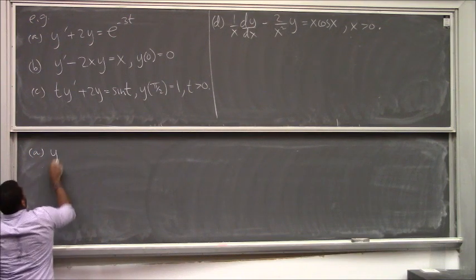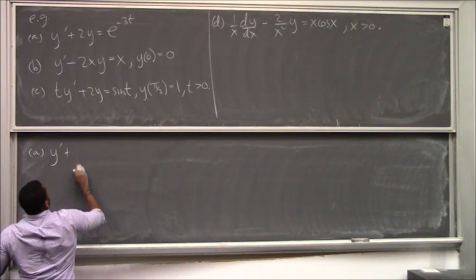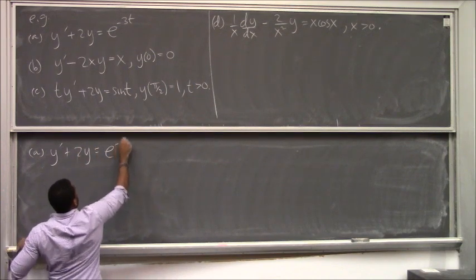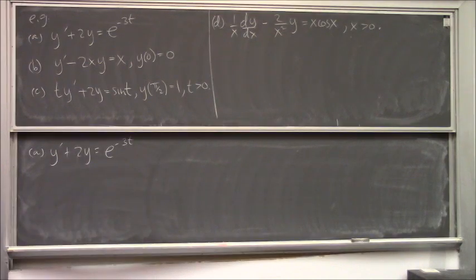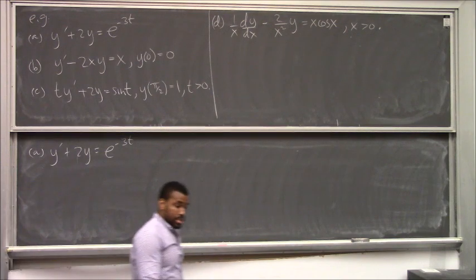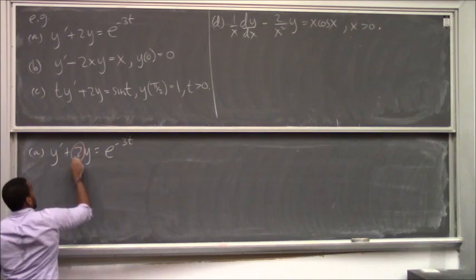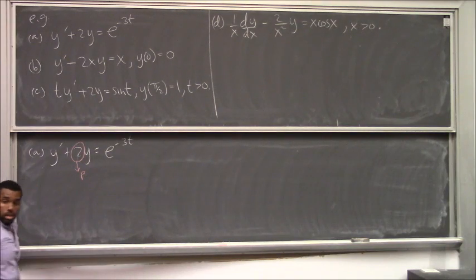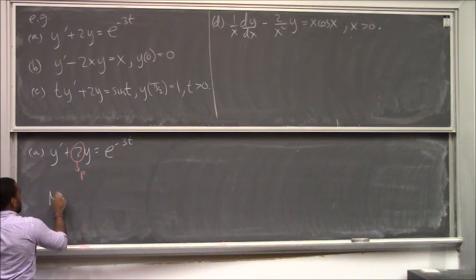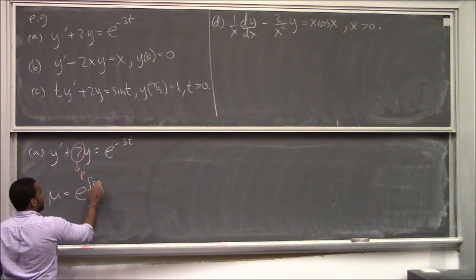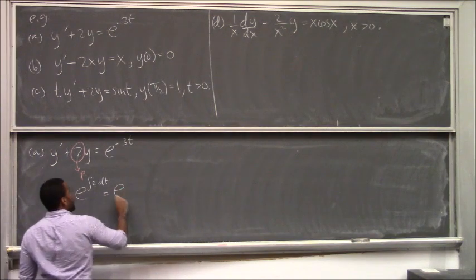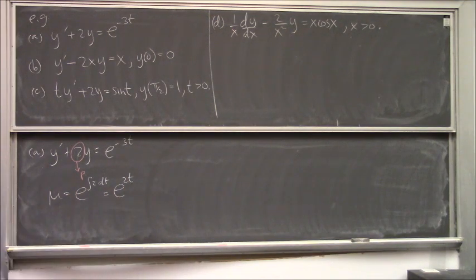So yeah, here's y' plus 2y equals e to the minus 3t. Notice here that this is in standard form. Notice here that this is the p. So what I'm going to do is mu is equal to e to the integral of 2 dt, which is going to be e to the 2t. What I'm going to do now is multiply that equation through by e to the 2t.